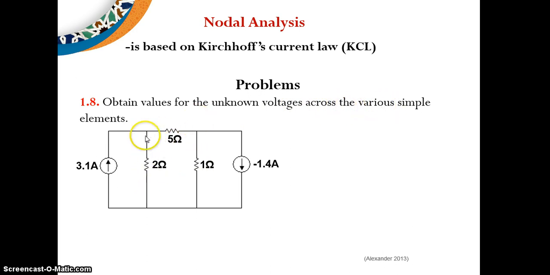Three elements are here. One is the 2 ohm resistor, so you have to get the voltage at this position with respect to ground. Across the 1 ohm resistor, you have to get the voltage at this point with respect to ground. And across the 5 ohm resistor, that is the voltage difference between this potential and this potential. If you want to calculate these unknown voltages, given only current sources, it is better to use the nodal analysis technique. You can solve this problem easily using nodal analysis.